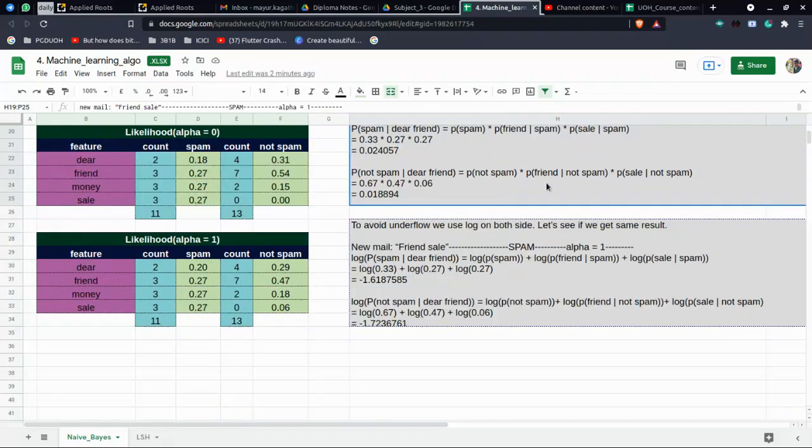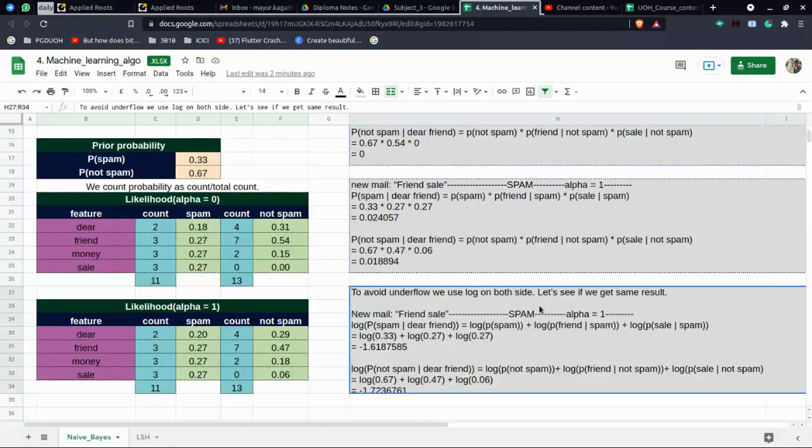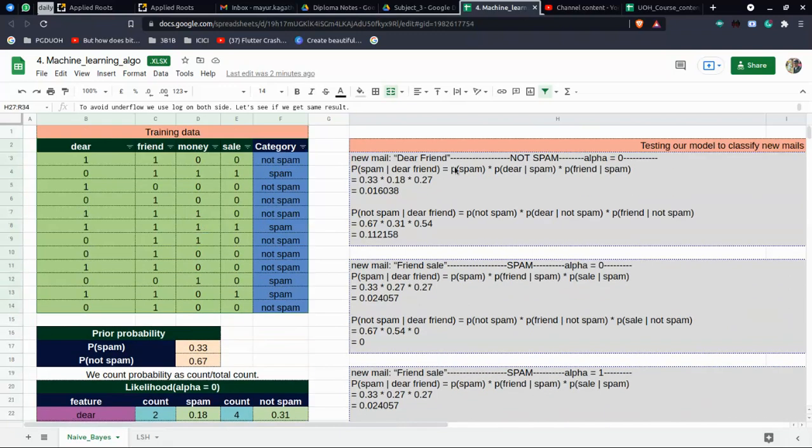And similarly, if you don't want to do the multiplication and do the summation, you can take log also. Then if you take the log, minus 1.7 is less than minus 1.6. So this value is higher, so I will decide it is spam. So the whole idea is to calculate the prior probability and likelihood, multiply them, and find the probability for each class: spam, not spam, play, not play, positive, negative. The higher the probability, that class will win. Here the higher probability is 0.11, so the classification of this mail would be not spam.